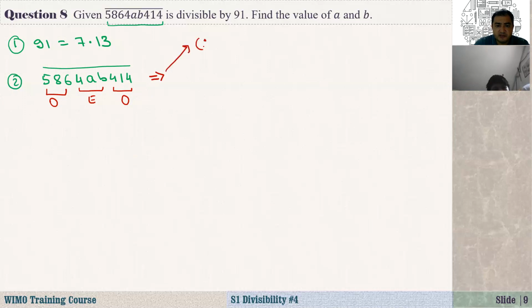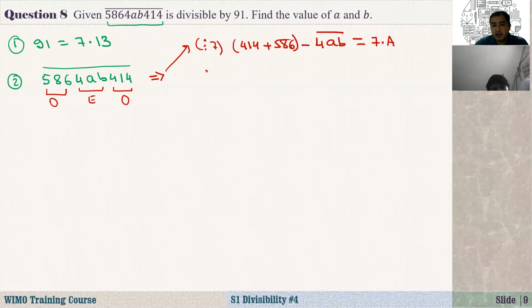First, let's talk about divisibility by 7. If the sum of the numbers in odd orders, that is 414 plus 586, minus the ones in even order, that is 4AB, is divisible by 7, then the number is divisible by 7. Now suppose that since it's divisible by 91, it should be divisible by 7: 7 times some number. Let's say this capital A.